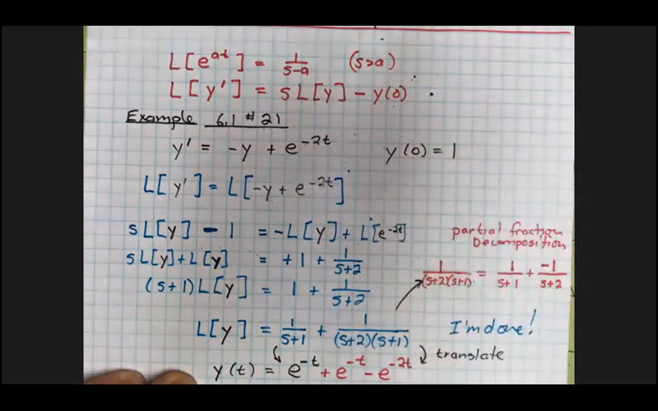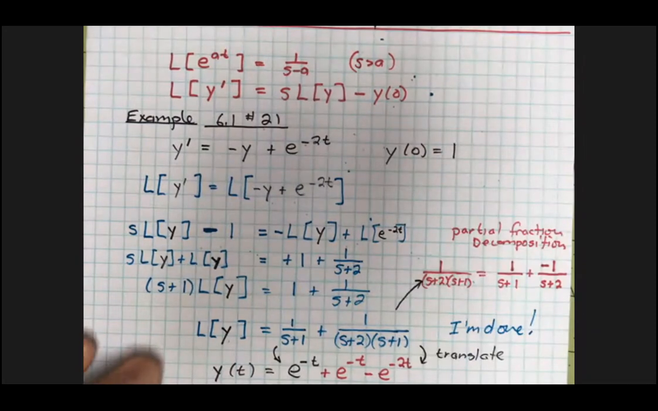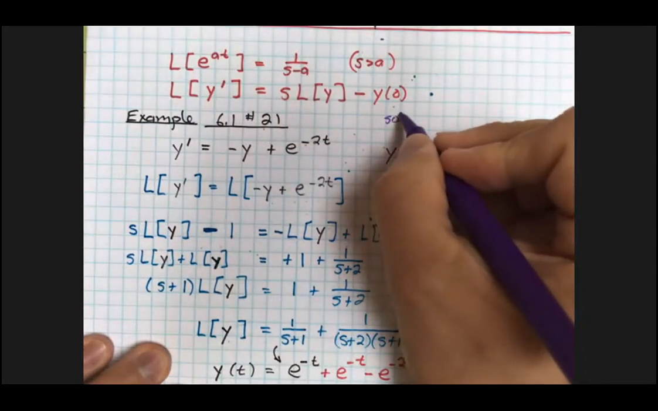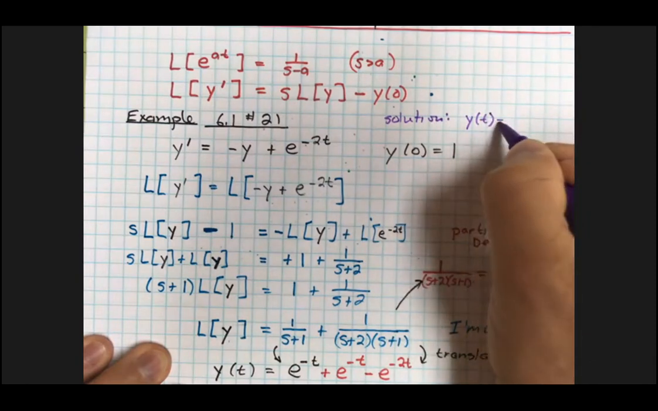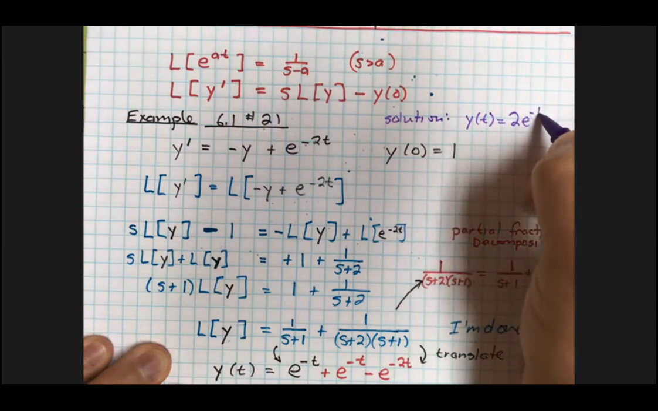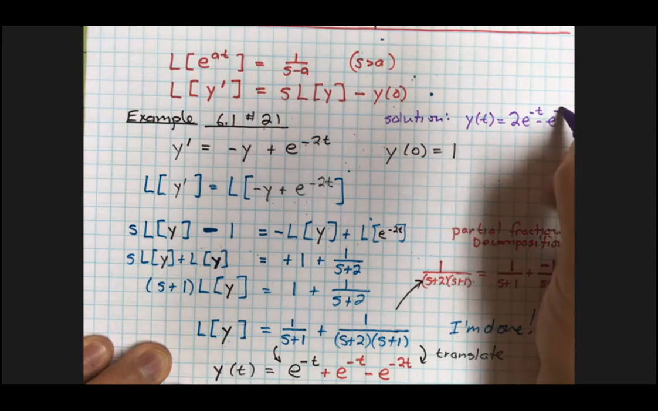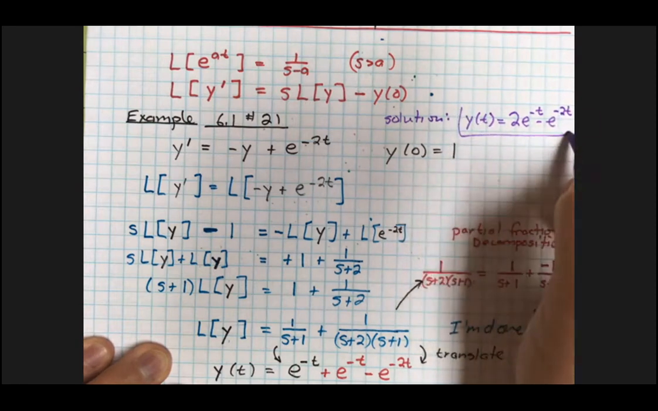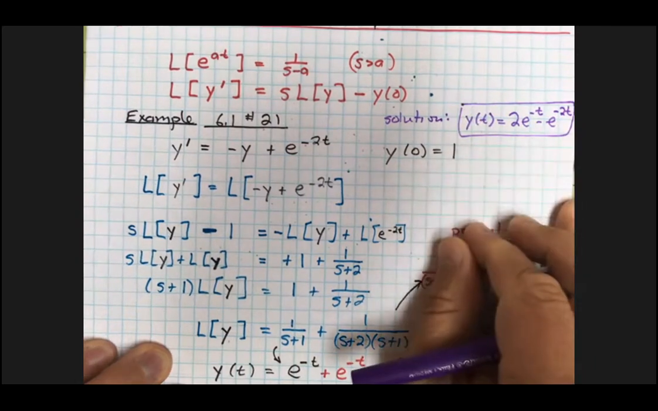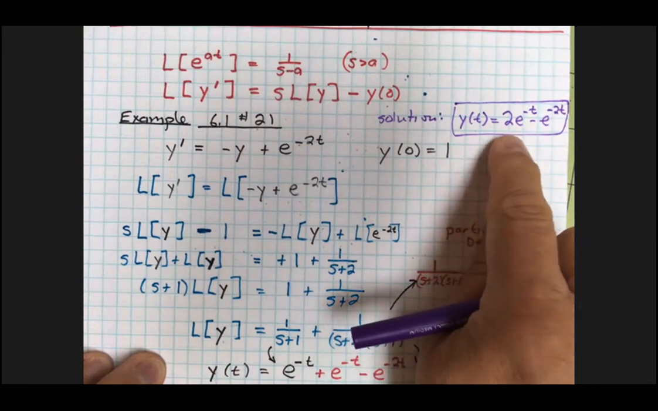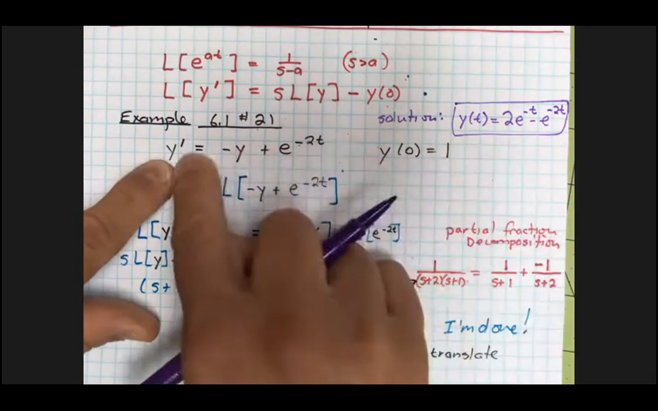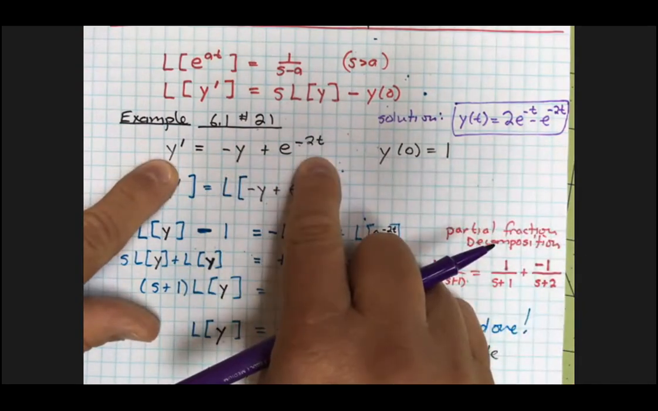So now I have my solution. I can add together the two e minus t's. Solution, y of t equals 2 e minus t minus e minus 2t. Remember, we're in differential equations, not in history. We don't have to wonder whether this is true. We can check whether it's true. If you differentiate this and insert it into here, you get matching sides.